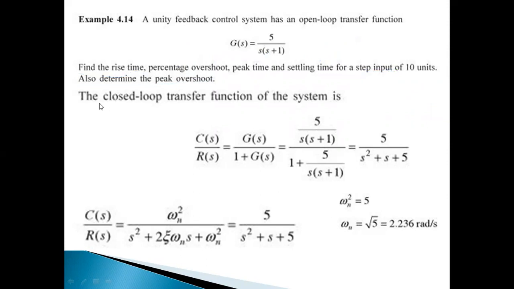Now, the first step is to find the closed loop transfer function. This is the given open loop transfer function. So C(s)/R(s) is the closed loop transfer function, which is simply G(s) divided by 1 plus G(s)H(s), where H(s) is equal to unit value. That's why it is not given.